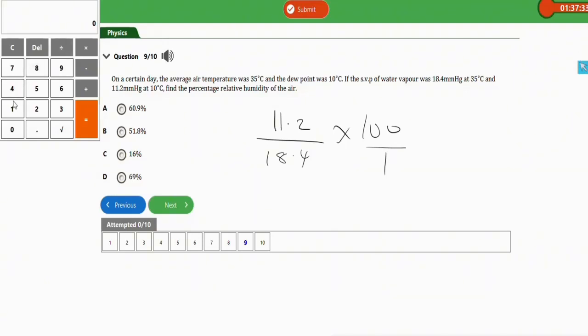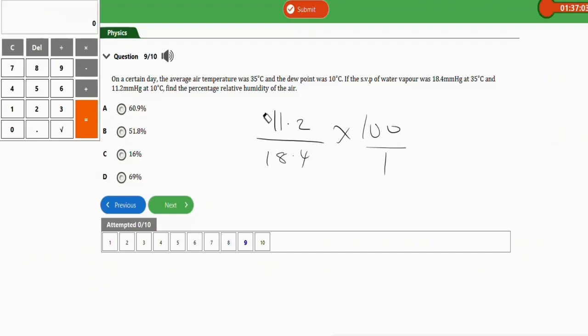Let's punch it in the calculator. We have 11.2 times 100, divided by 18.4. So we have the output to be 60.86. If you approximate it to 1 decimal place, it will give you 60.9%. So that's the answer to this question. The correct option is option A. It's as simple as this.